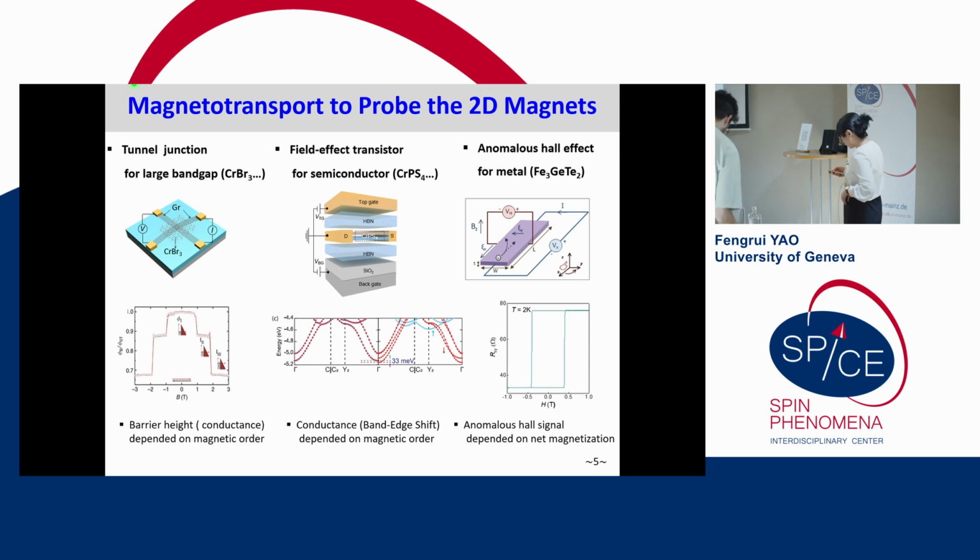Our main method is using magnetic transport to probe this. For different materials we usually use different methods. Usually for large band gap magnetic materials, we use this kind of junction where the magnetic material is sandwiched between two graphene contacts. Since the tunneling barrier is strongly dependent on the magnetic order, the conductance can reflect its magnetic order change.